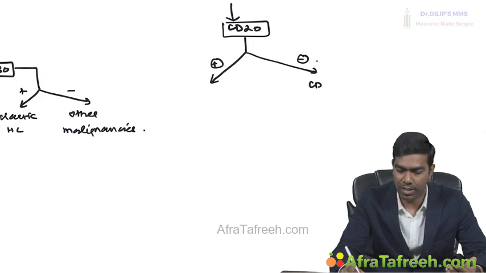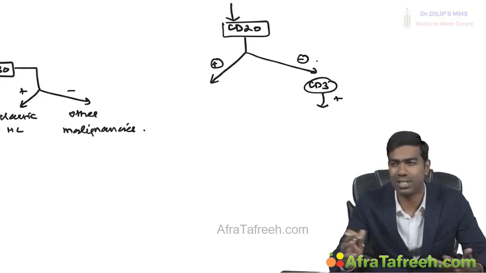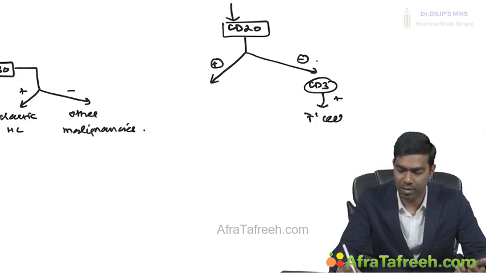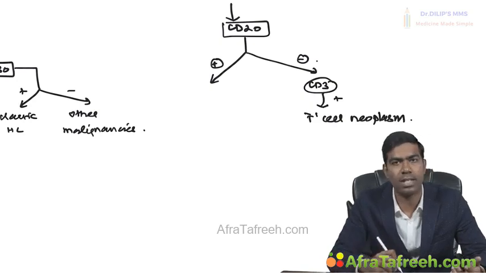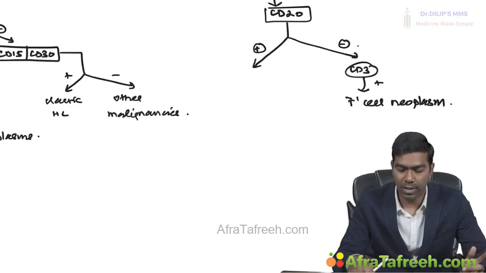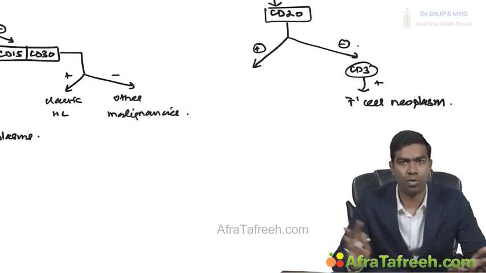If CD20 is negative, then just see CD3. Usually many times it will be positive. Small cell CD20 negative means usually it will be a T cell neoplasm. That's why I'm writing CD3 positive, a pan T cell marker. So I'm going to call it a T cell lymphoma or neoplasm. CD20 positive is a big thing because with small cell CD20 positive, so many things are there.